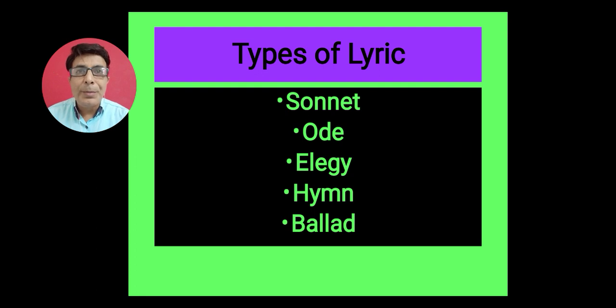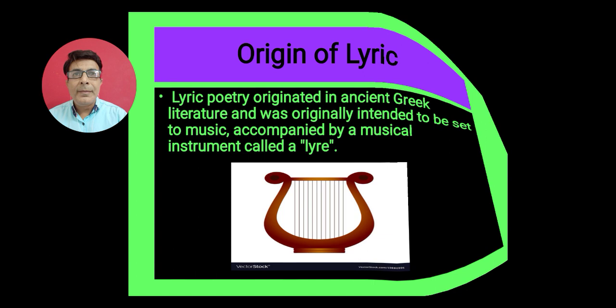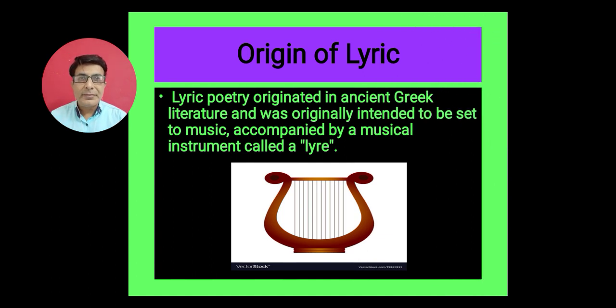But the most popular types are, as you can see on the screen, the sonnet, the ode, the elegy, hymn, and ballad. Friends, what is a sonnet, what is an ode, or what is an elegy, ballad, or hymn? That we will discuss in detail in my next video. But right now you just remember that these are the important types of lyric poetry in English literature.